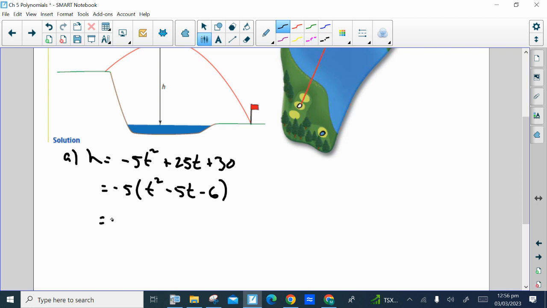And that trinomial that's inside the bracket can be factored further. The front terms multiply to get t squared, so we need those t's there. And now we're looking for two numbers that multiply to get -6, add to get -5. And -6 and +1 will work. So there's the factored form of that equation.